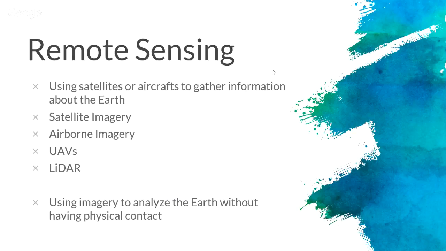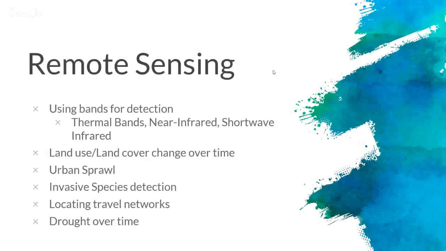And then there's also LIDAR, which is light detection and ranging. It's a laser beam that goes down and pretty much gives us those terrain models. It gives us that Z, that elevation, that you can do even further analysis on. So the whole point of remote sensing is that we can use imagery, both satellite or airborne or LIDAR, and we can analyze the Earth without physically having to be there.